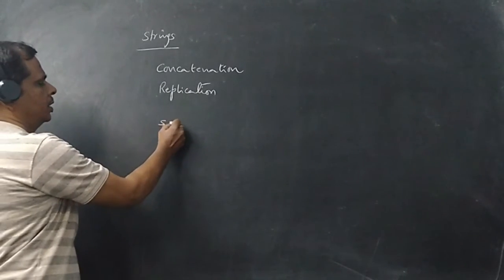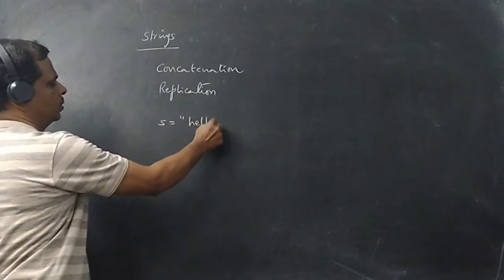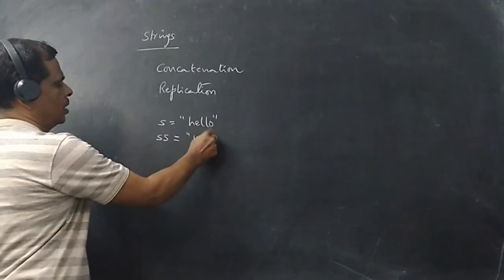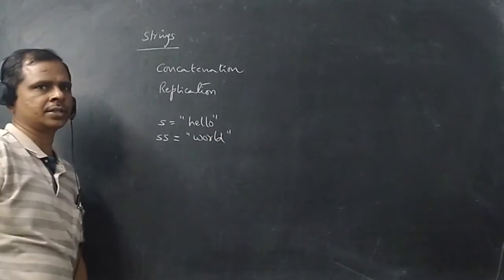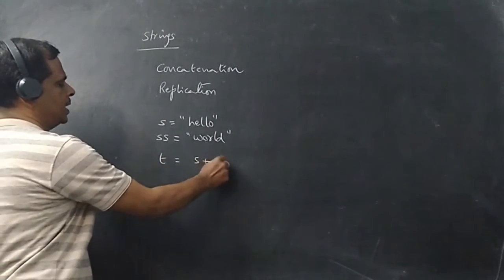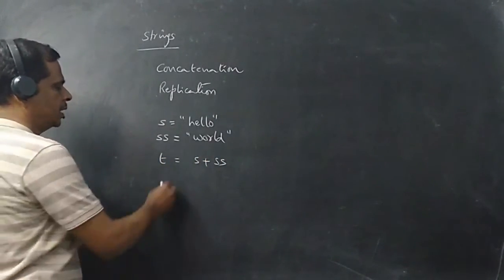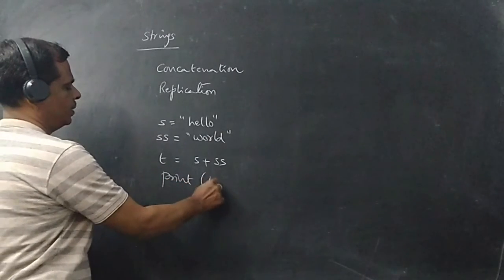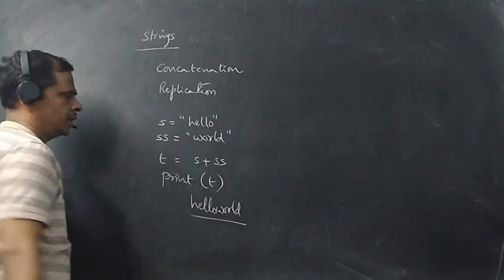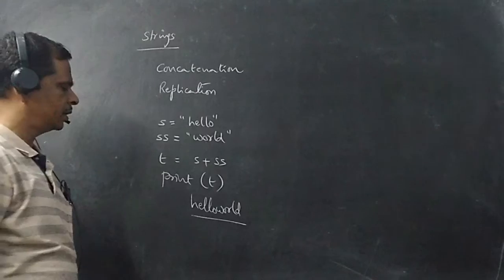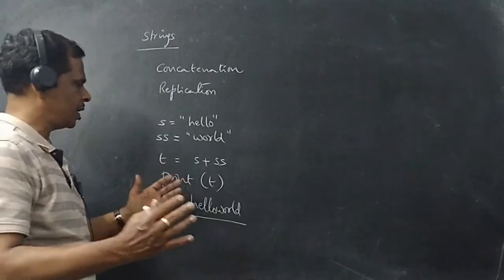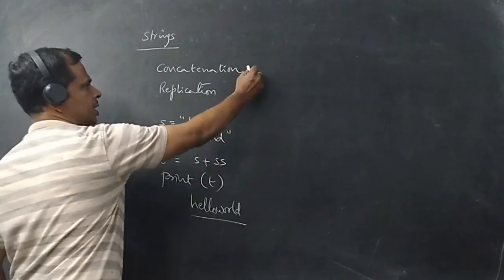For example, S is equal to hello, this is one, then SS is equal to world. I have two strings. If I say T is equal to S plus SS, that means when you print T, it gives hello world. That means strings are concatenated one by one, added side by side. This type of addition is called concatenation.